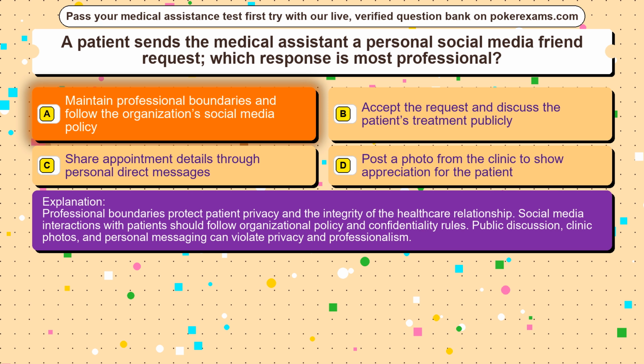Social media interactions with patients should follow organizational policy and confidentiality rules. Public discussion, clinic photos, and personal messaging can violate privacy and professionalism.